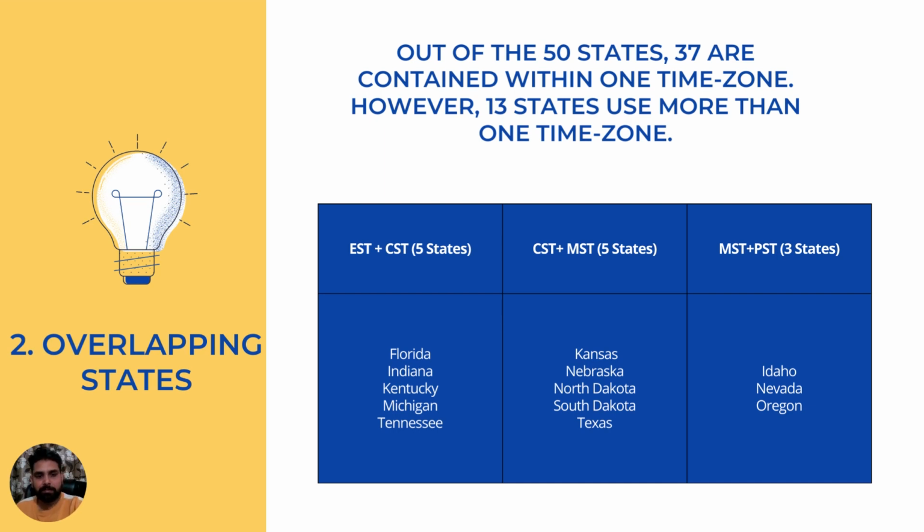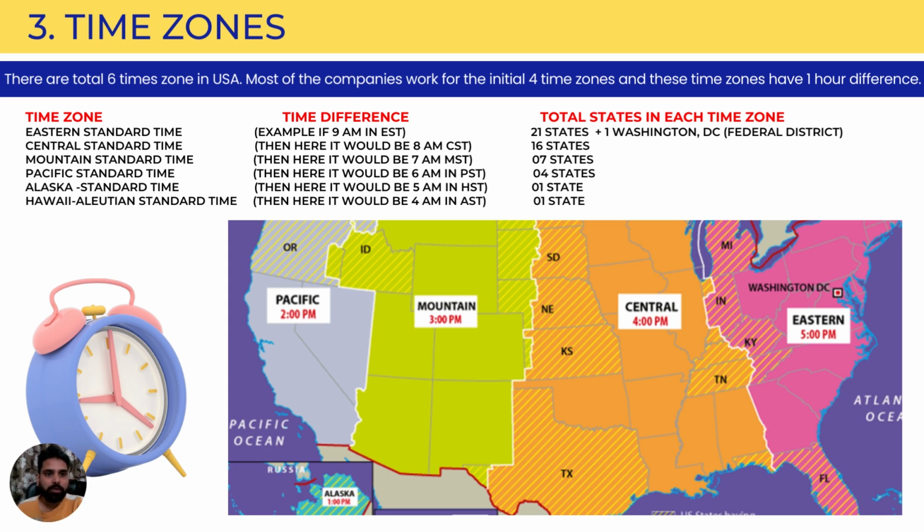Overlapping states: some of these states like Kentucky, Indiana, Florida, if you see over the map, the yellow color highlighted is overlapping the red color. So these states are known as overlapping states. Some of their portion is in Eastern, some of their portion is in Central. I have mentioned the names. There are a total of 13 overlapping states in the USA, 5 in Eastern-Central, 5 in Central-Mountain, and 3 in Mountain-Pacific. Now our next topic was time zones.